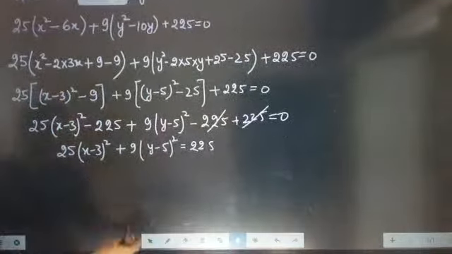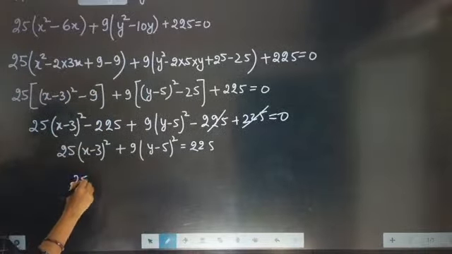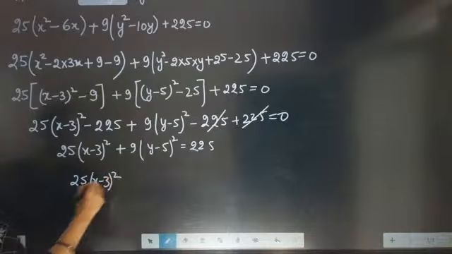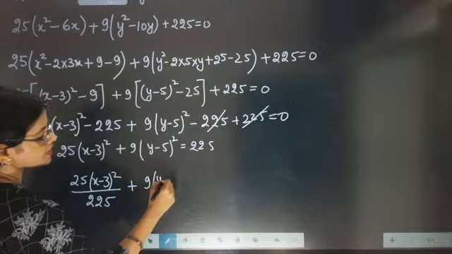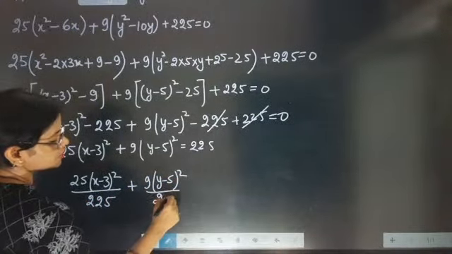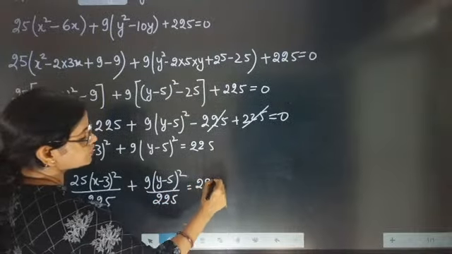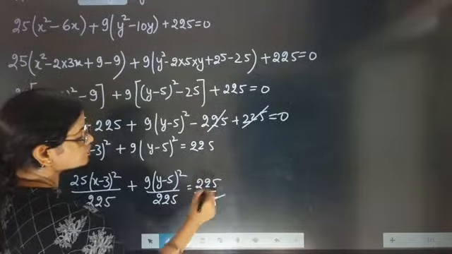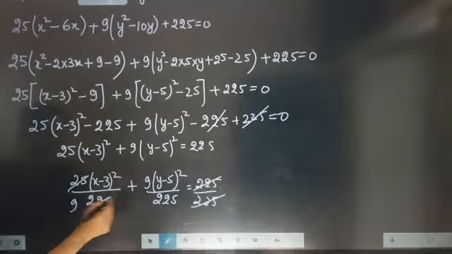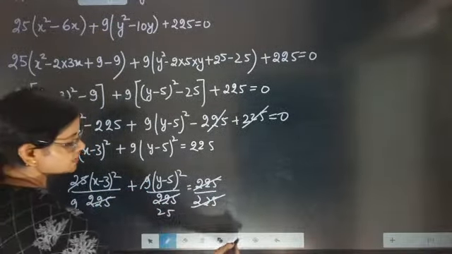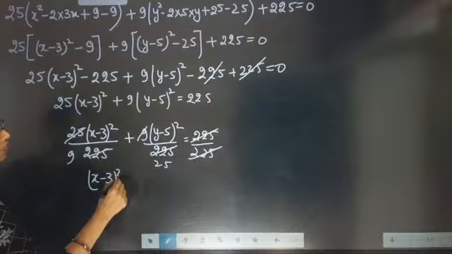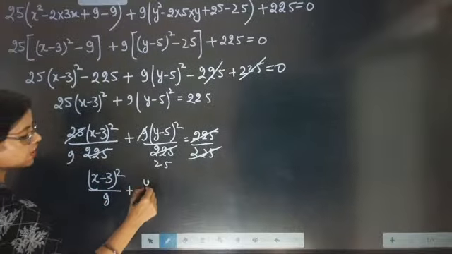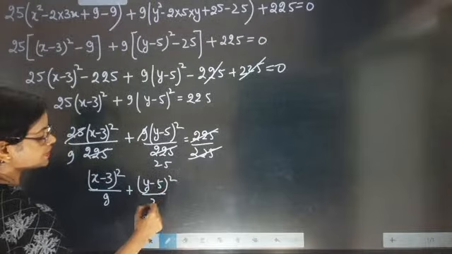Now what you have to do? Divide both sides by 225. So 25 x minus 3 whole square by 225 plus 9 y minus 5 whole square by 225 equal to 225 by 225. So this 225 will get cancelled. This will come 9 and this will come as 25. So I think we got the equation of the ellipse. What is the equation of the ellipse? x minus 3 whole square by 9 plus y minus 5 whole square by 25 equal to 1.